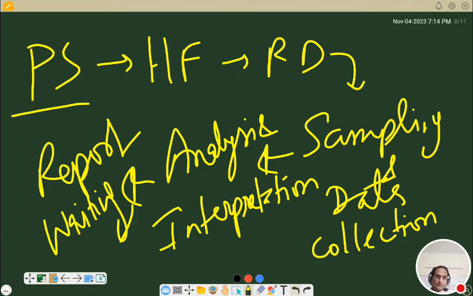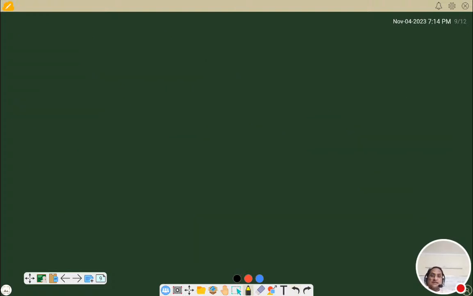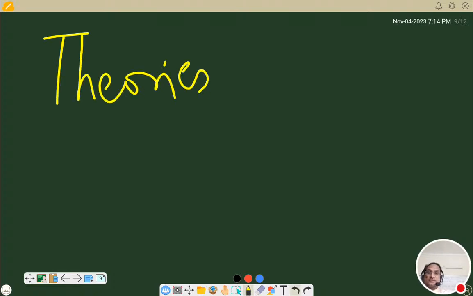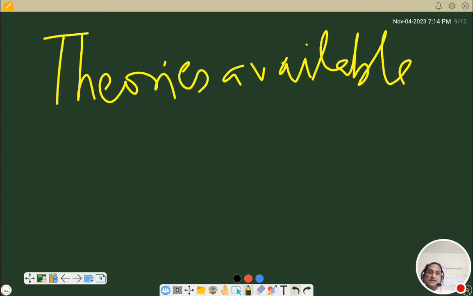Now we will see each and every step elaborately. We will understand its essence, significance, why it has been put there. But one thing I can tell you, in the problem statement, what is happening? Any researcher, if he or she sets onto a research, first of all will look at all the literature available. Firstly, the theories available regarding the research material.